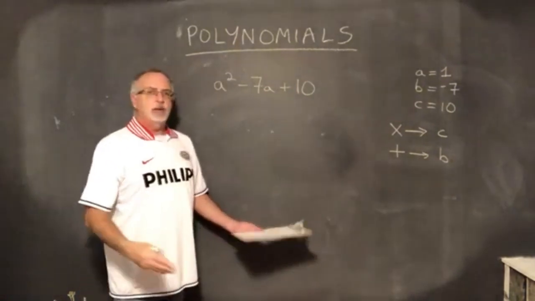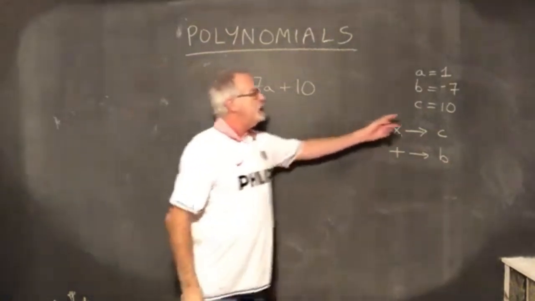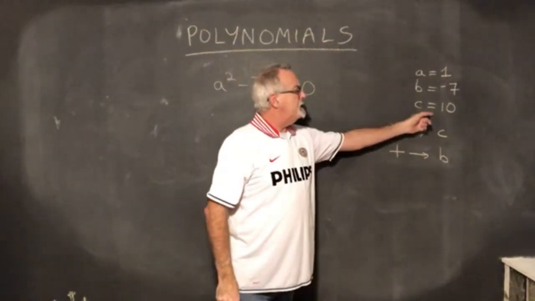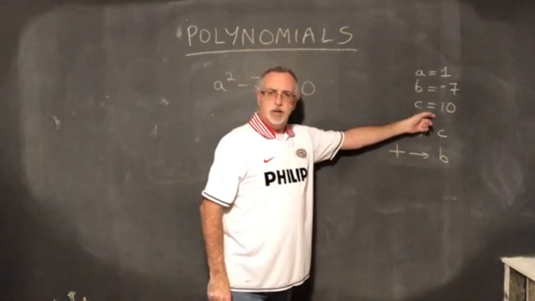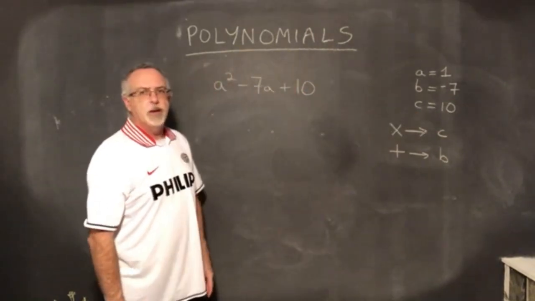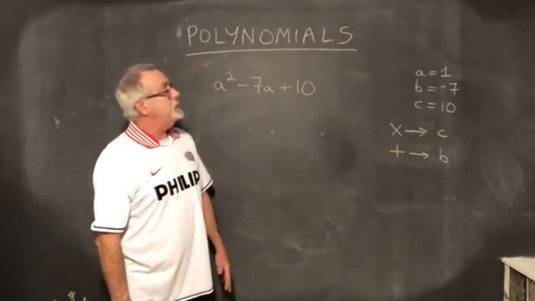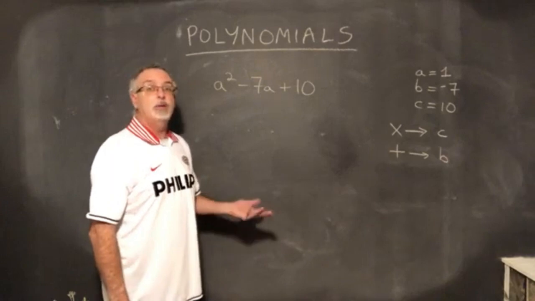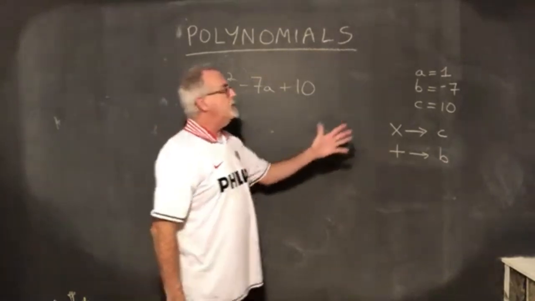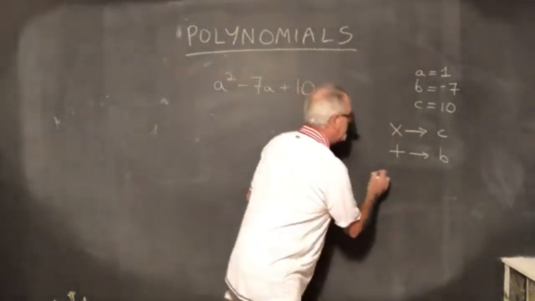Well, if they add to give a negative number, at least one of them has to be negative. But if one of them is negative, the other one has to be negative because they're multiplying to give a positive answer. So now I know I need two negative numbers. And two negative numbers that multiply to give 10, well, there are not many choices. Negative 10 and negative 1, or negative 5 and negative 2. But obviously only negative 5 and negative 2 are going to work for the adding to give b.